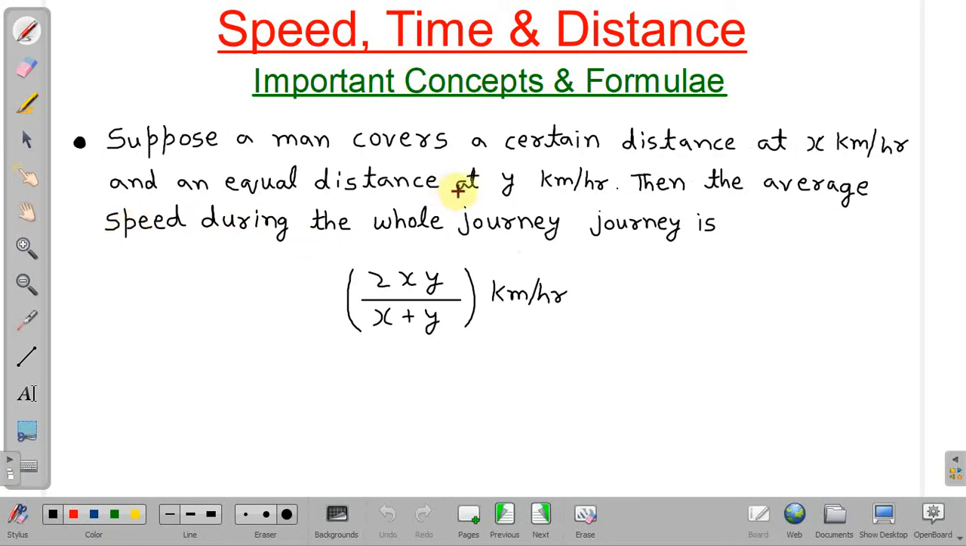Next, suppose a man covers a certain distance at x kilometer per hour and an equal distance at y kilometer per hour, then average speed during the whole journey will be twice of xy divided by x plus y. So in this case also distance covered should be equal, and then only this formula will give you average speed for the whole journey.